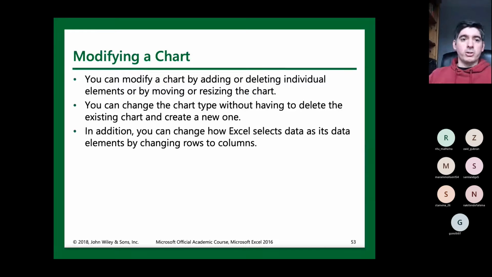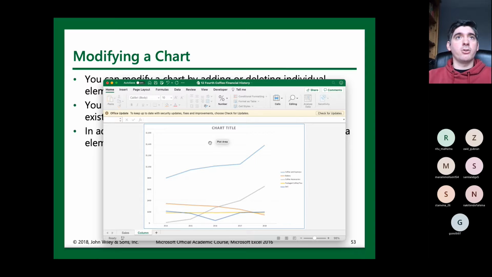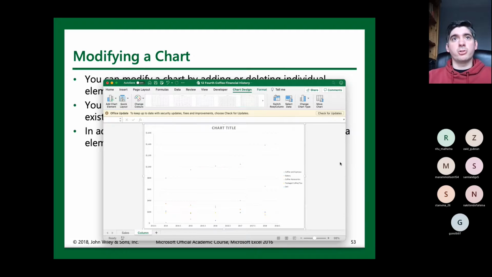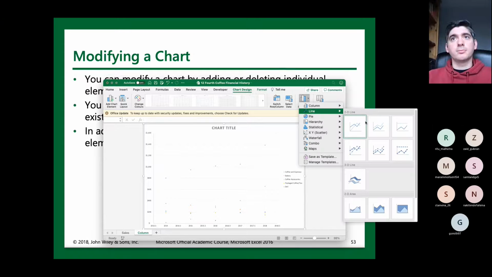Okay. Now you can modify a chart by adding or deleting individual elements or by moving or resizing that chart. You can change the chart type without having to delete the existing chart and create a new one. So you don't have to modify it. You can just go to an existing chart that's already linked to certain data, and then you can change the chart type. Now, the easiest way to do that is to select it, go to Chart Design and change chart type. And maybe you choose a different type, so an XY scatter, for instance, where it's just representing the points rather than the lines that join them up. Or even just a different type of line chart.